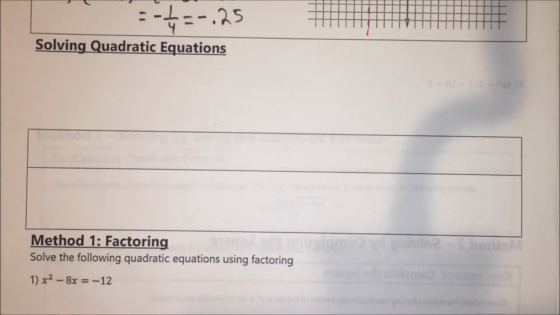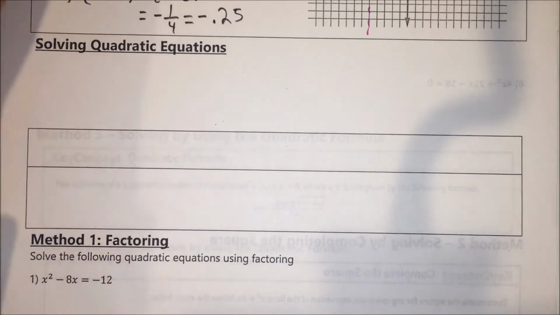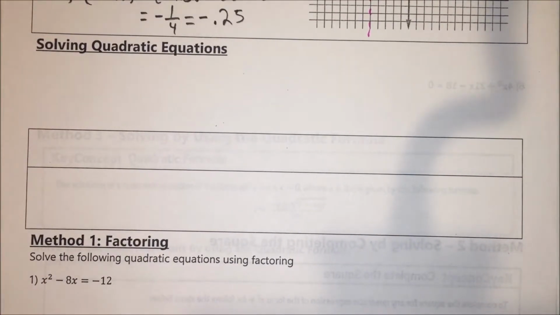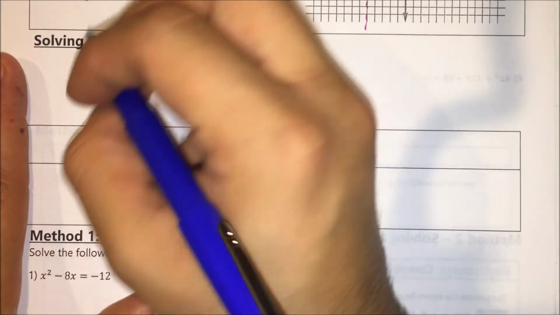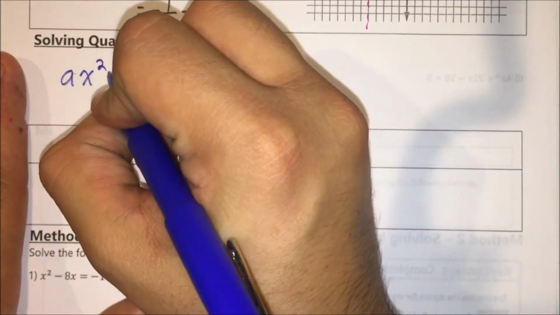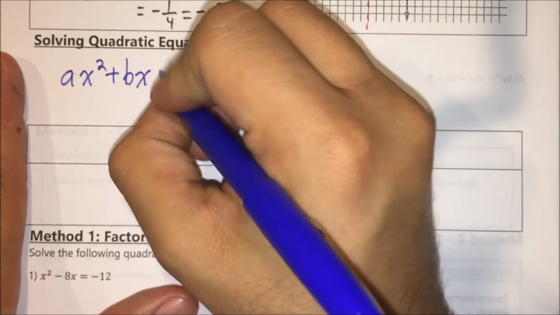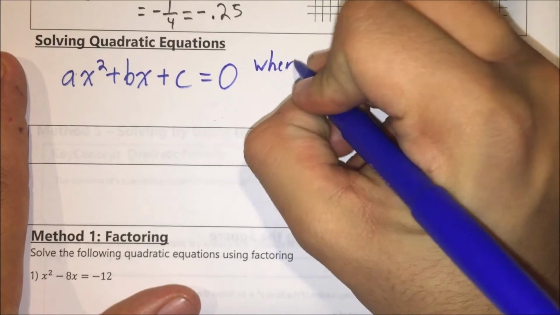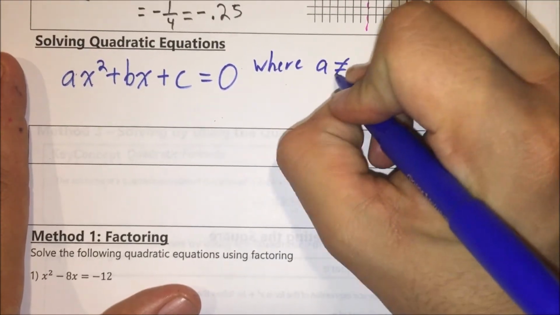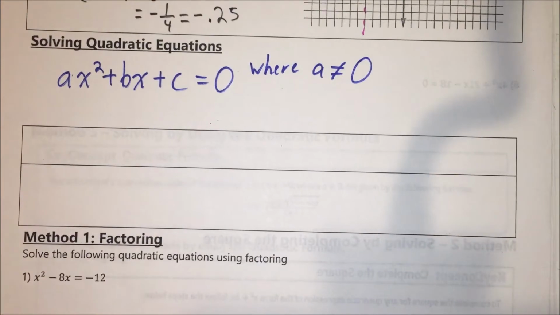Okay, let's talk about solving quadratic equations. With solving quadratic equations, there's a few ways we can do that, but first let's talk about what a quadratic equation is in the first place. A quadratic equation is much like a quadratic function that we saw yesterday. All we're really saying is that a quadratic equation is an equation that looks like ax squared plus bx plus c is equal to 0, where a does not equal 0.